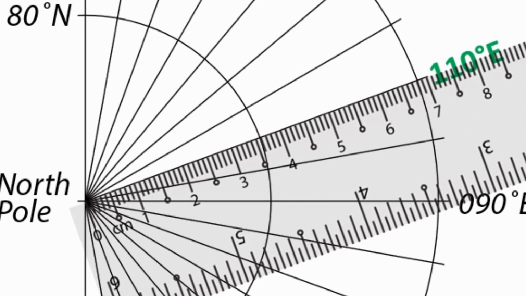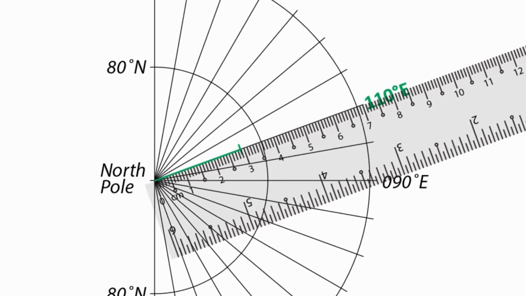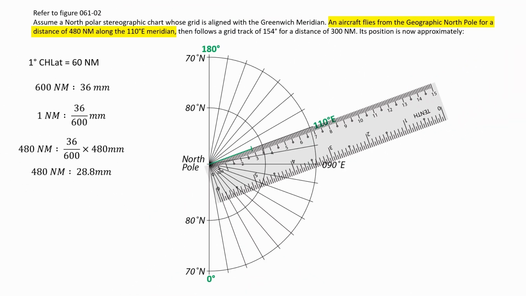Next, we need to align the ruler to 110° east. Mark 28.8 mm on the chart. Try to be as accurate as possible. Next, draw our track from the North Pole to the mark. We now have our first position.